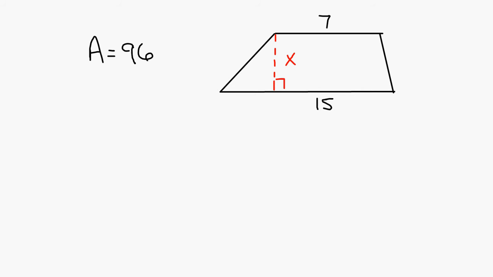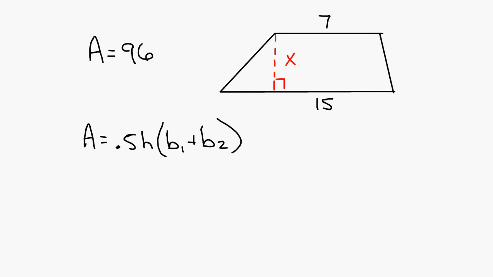let's say that you're given the area of 96. You're given base sub 1 and base sub 2. And you're asked to find the value of x, which in this case would be the height. You would write out the formula. Area equals 0.5 times the height times base 1 plus base 2. And then substitute the given information and solve for what they're asking you to solve for.